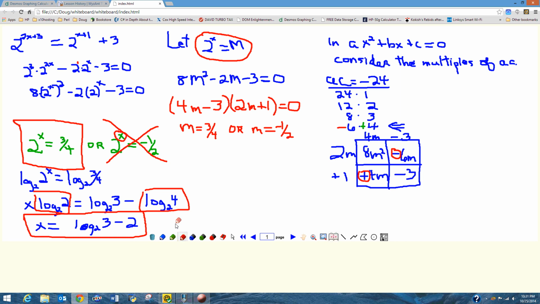Now, I haven't bothered trying to check this answer in the original equation. That might be fun. But for now, I'm going to leave this video with this solution, and hope you understood what I went over.